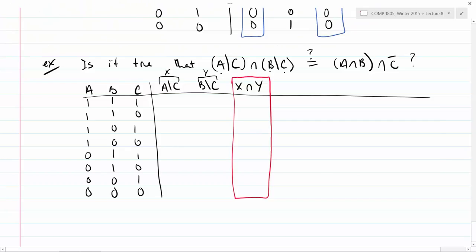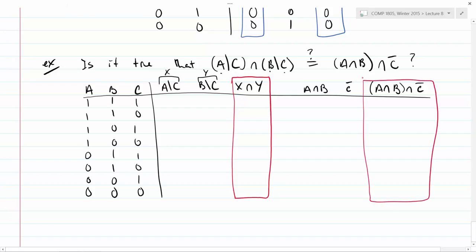On the other side, I'll need something for A intersect B, I'll need something for C complement, and then I'll need something for A intersect B intersect C complement. Okay, those are the two things I want. So now I go ahead and make these. Let me just highlight this other column too, so it's clear what we're working towards. Now I just go ahead and fill in this membership table.